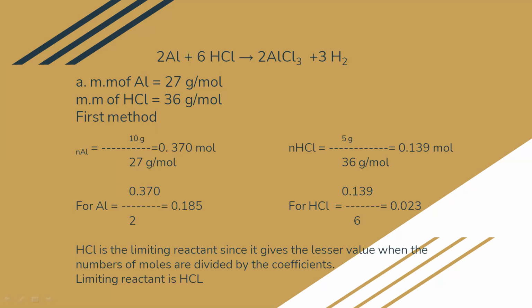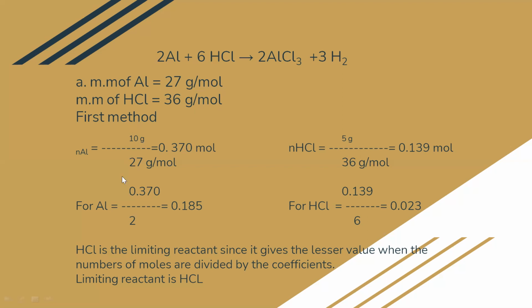Now, first, what we're going to do is get the molar mass of aluminum and the molar mass of hydrogen chloride. To get the molar mass of aluminum, we look up the value in the periodic table. The molar mass of aluminum in the periodic table is 27 grams per mole. For hydrogen, it is 1, and for chlorine it is 35. So 35 plus 1 would be 36 grams per mole.